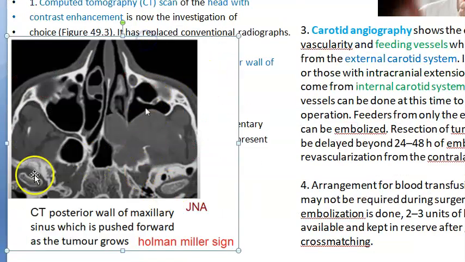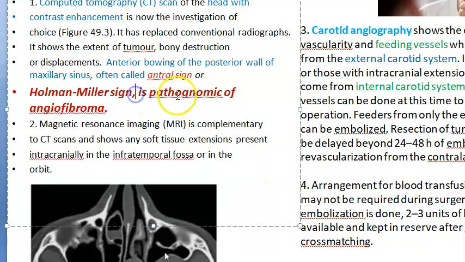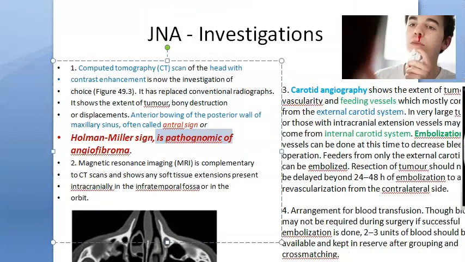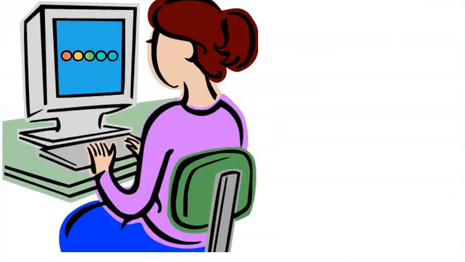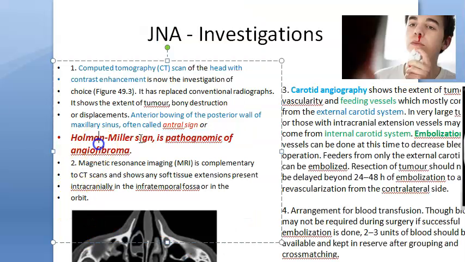Let us look at this. So in these people, when you order a CT scan, what you can see is the posterior wall of the maxillary sinus is kind of pushed forward, right? So this is called the Holman-Miller sign or the antral sign, okay, because it is the maxillary antrum. So this is the pathognomonic feature of angiofibroma. So you will order what in these people? You will order a CT scan. What will you see? Holman-Miller sign, or antral sign as it can be called. Then you can order MRI also.